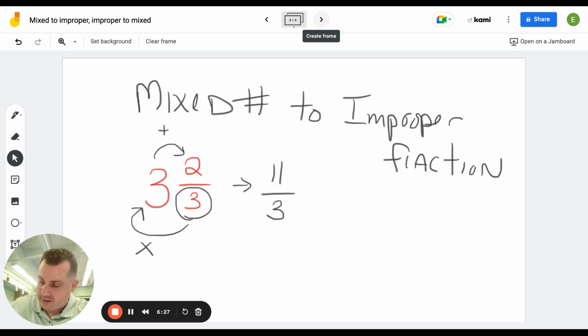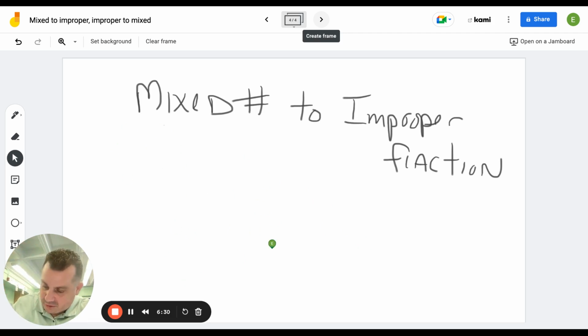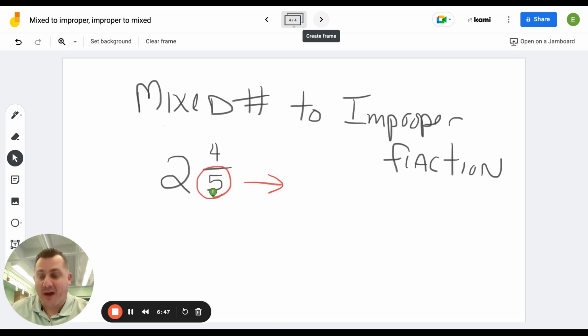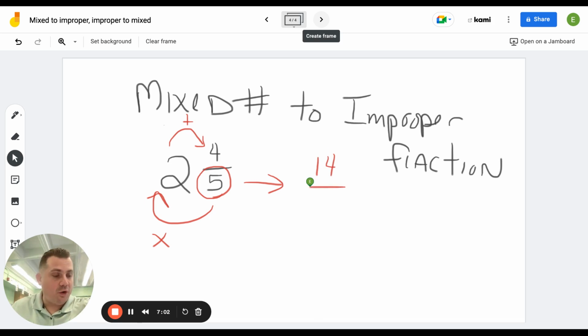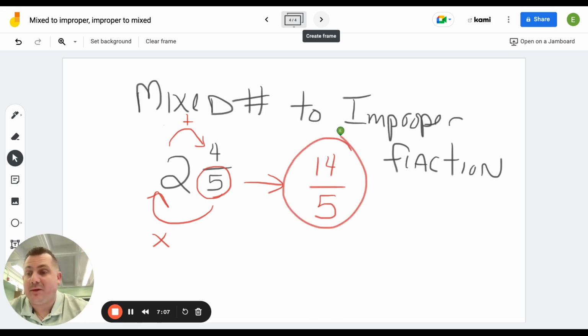So I'm going to do another one. Let's do 2 4/5. That is your mixed number. I'm going to now convert that to an improper fraction. Well, start with my denominator, 5 pieces in a whole. I'm going to multiply that by 2 wholes. So that's 10 pieces so far. And I'm going to add 4 more. So that's 10 and 4 is 14 all over my 5. That is my improper fraction, 14/5.